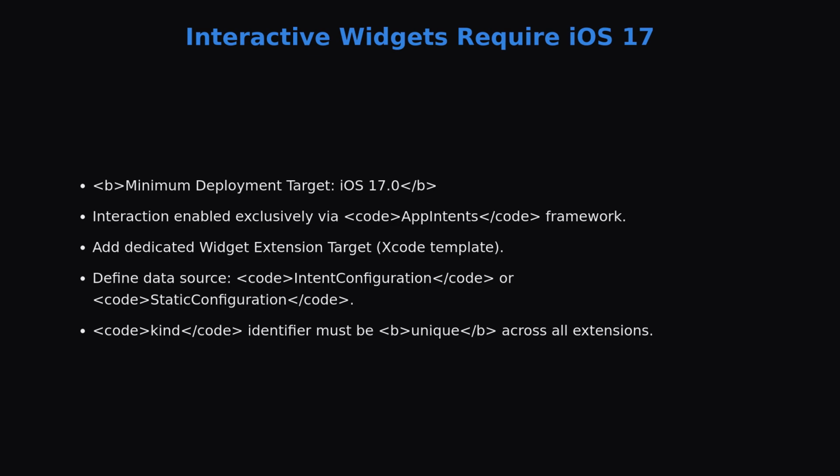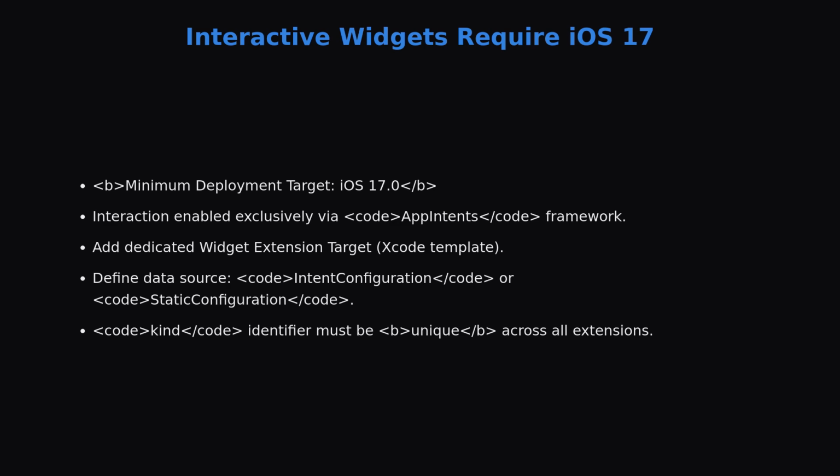The widget's data source and refresh policy are defined by either intent configuration for user configurable widgets or static configuration for fixed data. The kind identifier specified in this configuration must be absolutely unique across all widget extensions within your application group. Critically, set the minimum deployment target for this new widget extension to iOS 17. This ensures access to the necessary AppIntents and interactive application programming interfaces.